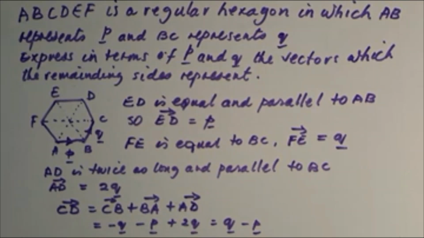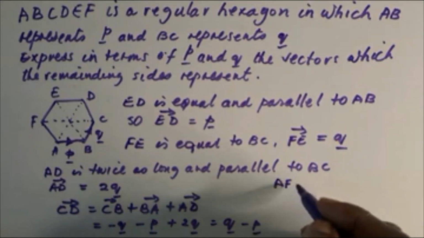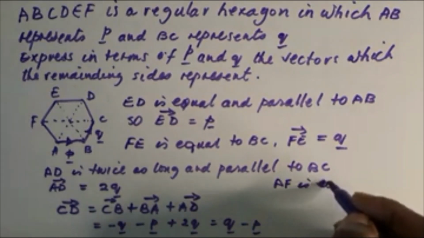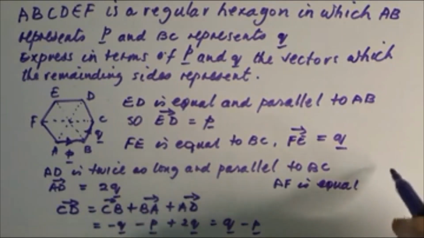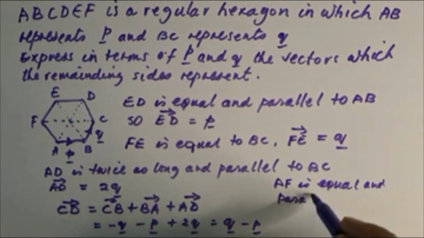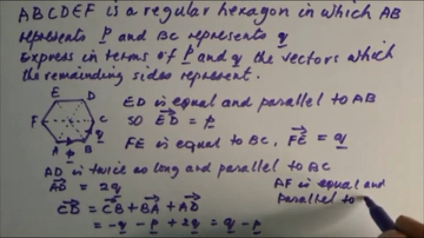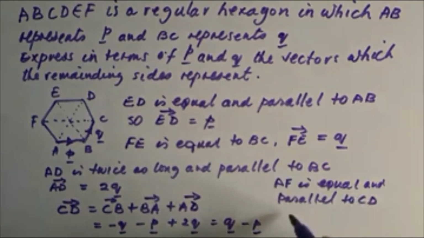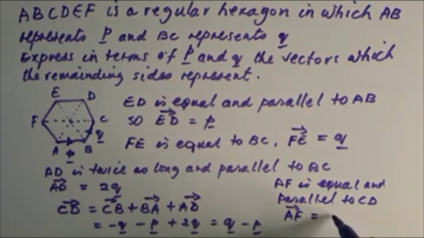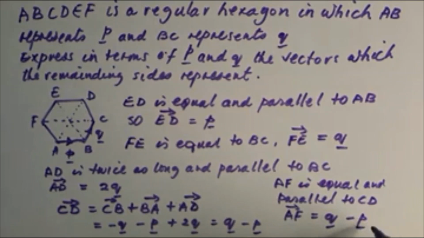Now AF is equal and parallel to CD. So we write that AF is equal to also Q minus P.